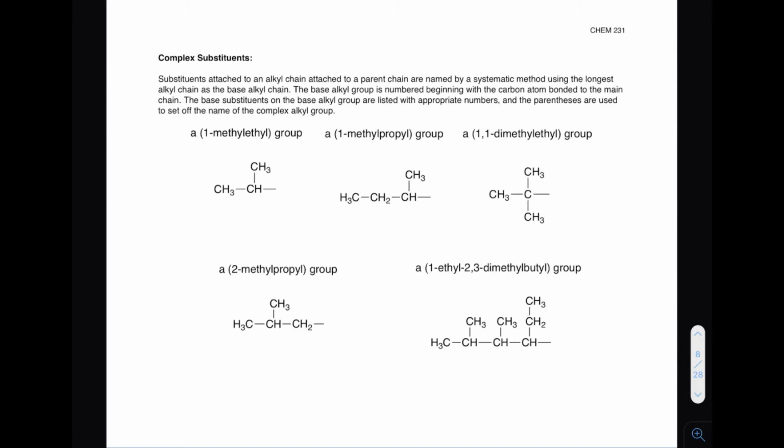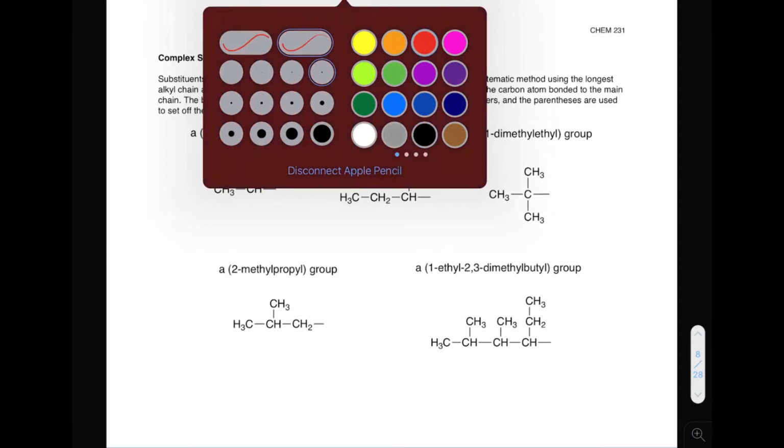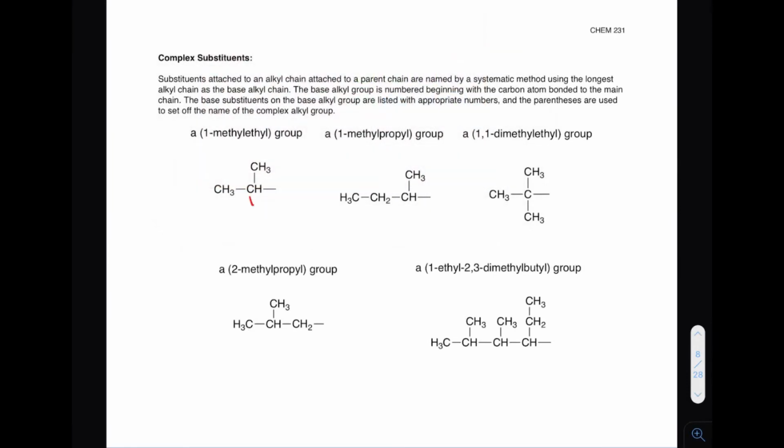Looking at this first example, pretending we don't know what the name is, we would say this is carbon 1, this is carbon 2, and of course we have this one carbon up here. So we would say 2, which is ethyl, and attached to the one carbon we have methyl. We could do that for all of these. Going to the second one, we say 1, 2, 3, which is propyl. Attached to the one carbon is that one methyl, and so on.